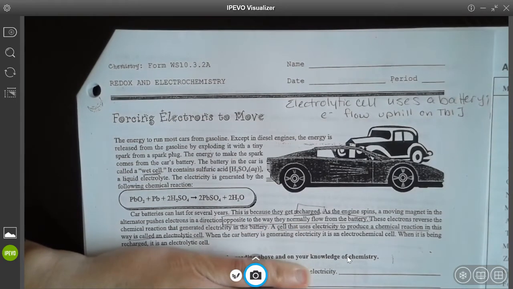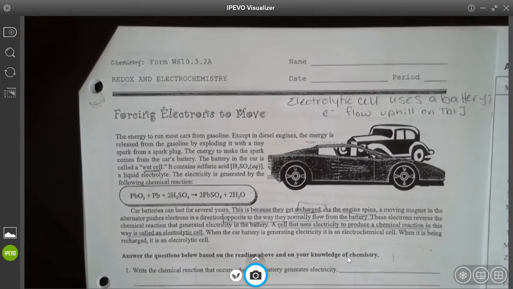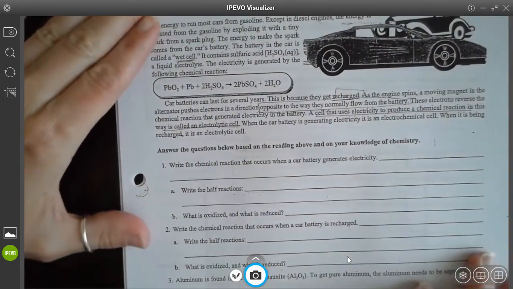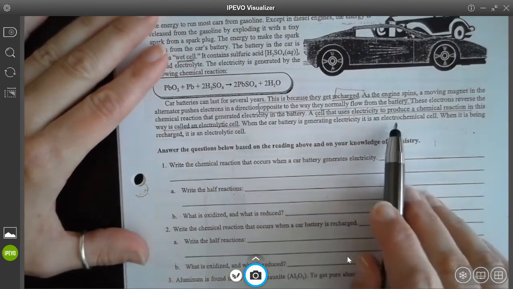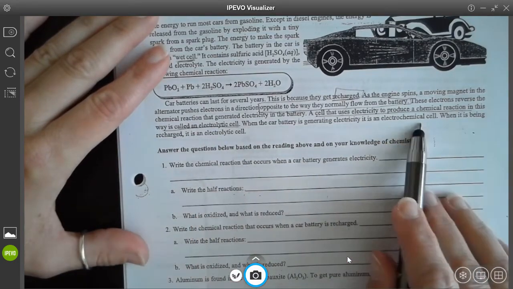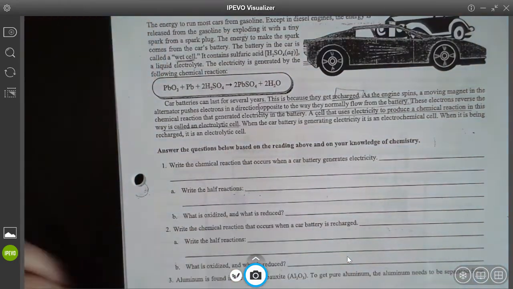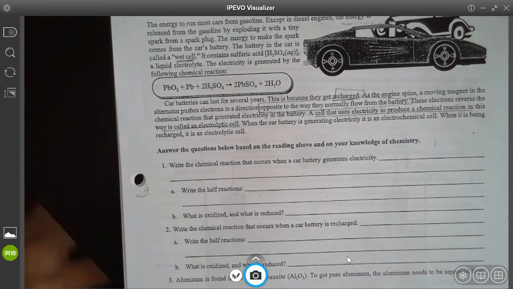This is the opposite of what we were doing the other days, which is a voltaic cell where our electrons are flowing downhill. Those single replacement reactions. When a car battery is generating electricity, it's an electrochemical cell, which is very similar. When it's being recharged, it's an electrolytic cell. Electrolytic, electrochemical, those are the words we're going to be using today.